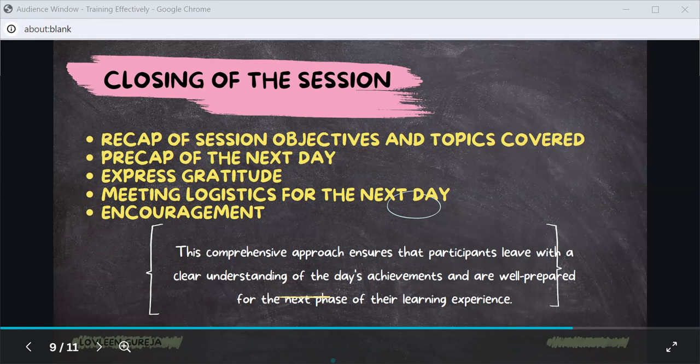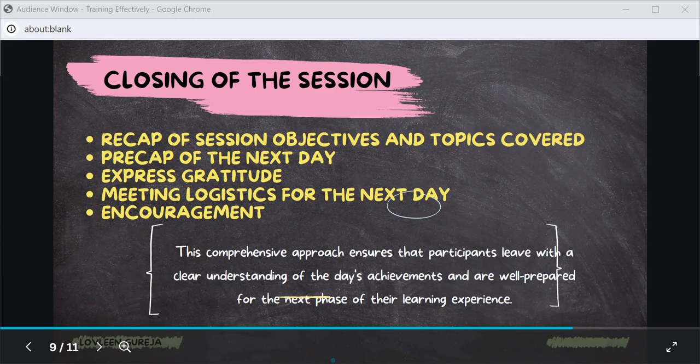Okay, and then do an interactive recap. Encourage participants to share their key takeaways, what they learned, what they did. This interactive recap not only reinforces the learning, but also allows participant engagement. It provides them insights into their comprehension, what they have taken away from it.